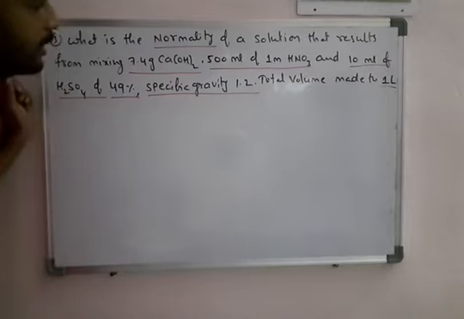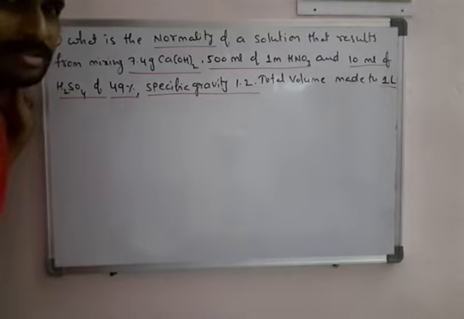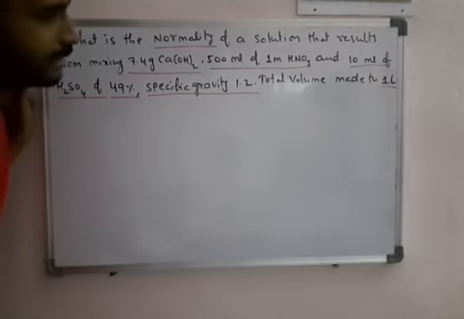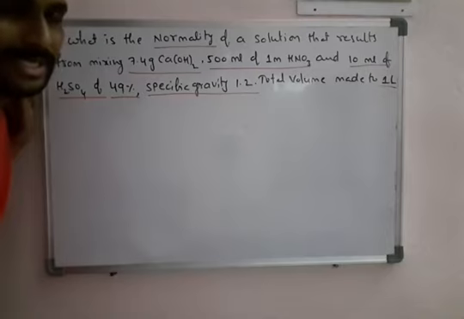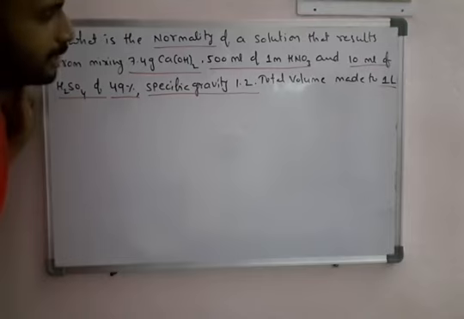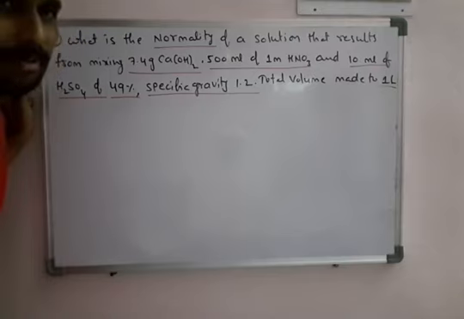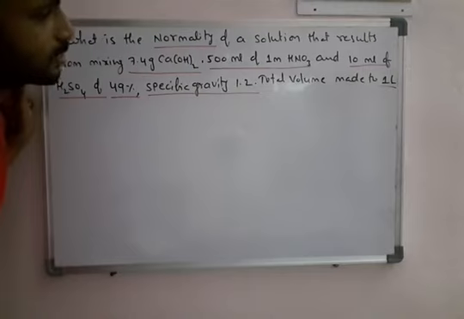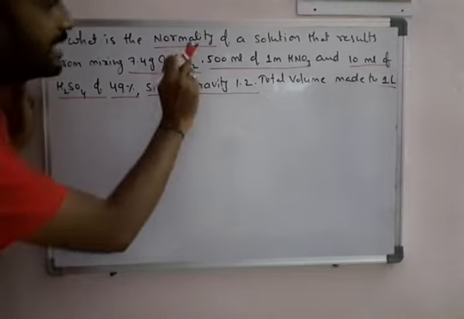Since we need normality, we compulsorily need to take the concentration in terms of milli equivalents. In the first problem we worked in terms of millimoles, because at that time molarity was given and volume was given in milliliters, so it was a direct millimoles calculation. Here also we could calculate millimoles directly, but finally we need to get the normality.